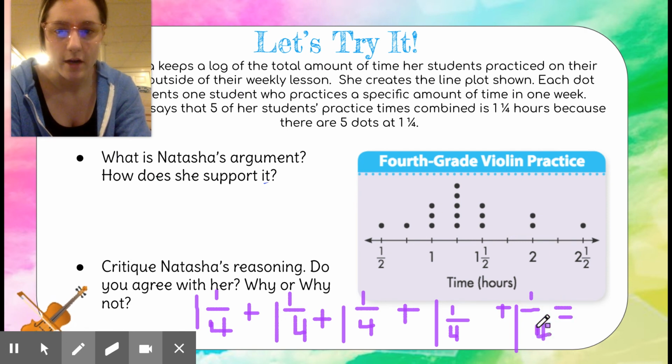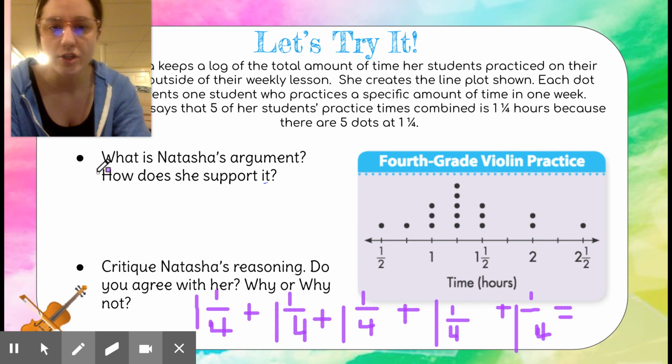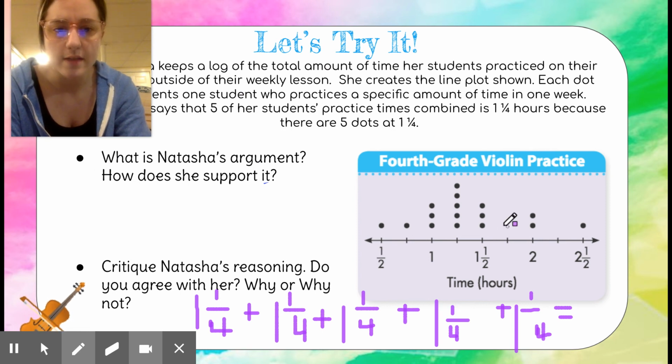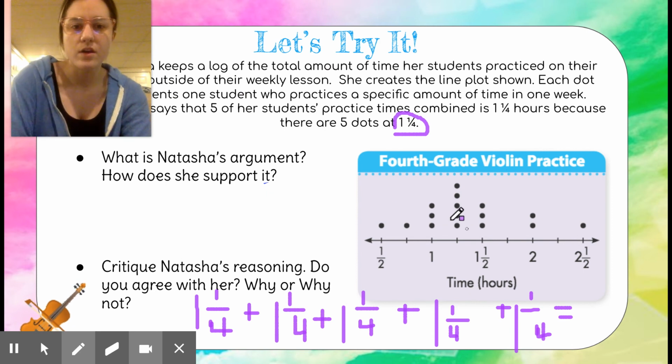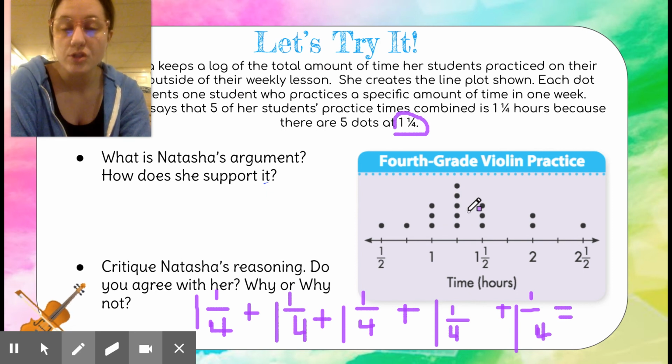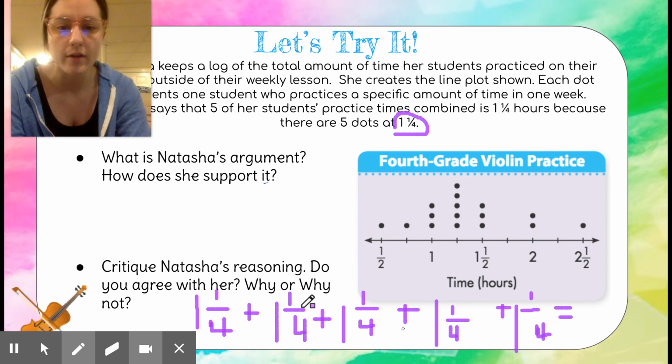Let me just backtrack a minute. What is Natasha's argument? How does she support it? So her argument is that because there are 5 dots at 1 and 1/4, if you combine them, you get 1 and 1/4. That is her argument, and that is how she supports it. We know that she is incorrect. Why? Because the number of dots need to be added together. So we do not agree with her. So let's find the real answer.